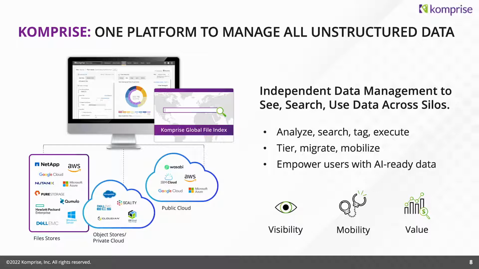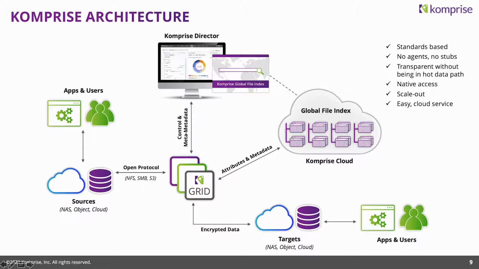The key points to remember as we dive into a demonstration is Komprise is really one platform to manage your unstructured data, and it's independent so that you can see, search, and really use data across these silos. In other presentations and demos, we talk a lot about the global file index, the ability to analyze, search, tag, and execute. We've actually introduced something new called smart data workflows. We'll spend today's demonstration mostly talking about the transparent tiering that Komprise delivers, and then, as we mentioned, empowering users with AI-ready data. I'll just very quickly show the architecture and go to the demos.